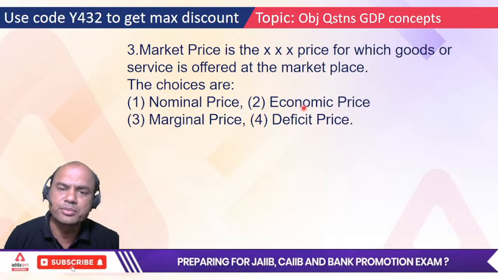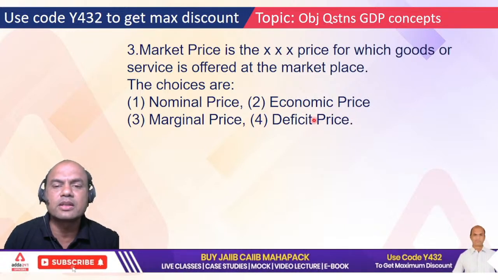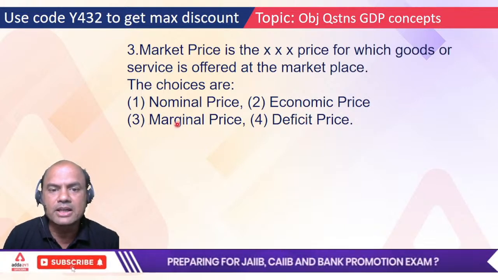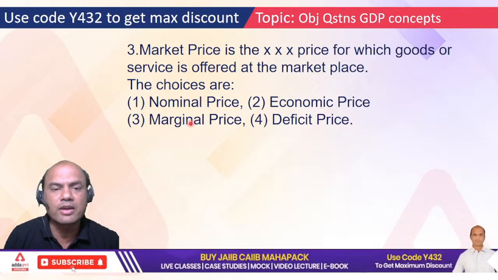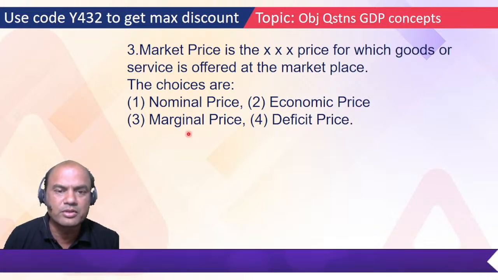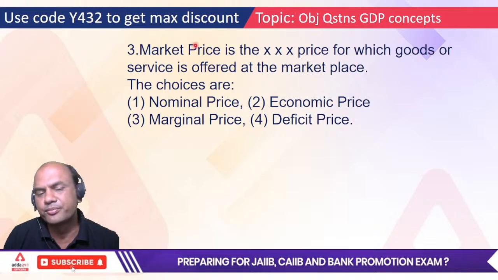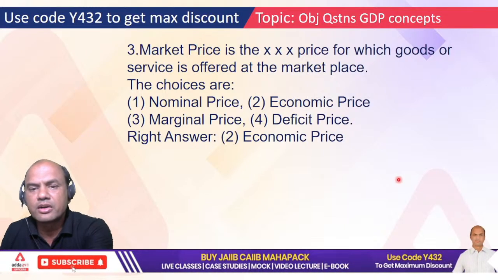Next point, deficit. Deficit means whatever are the losses for me, excess of expenses over the income. Marginal price means the difference. Whatever I have produced at, let's say, 7 rupees and whatever I am selling at 10 rupees, so the difference is 3 rupees. So is this the market price of the goods? No. So market price of the goods is definitely 2.